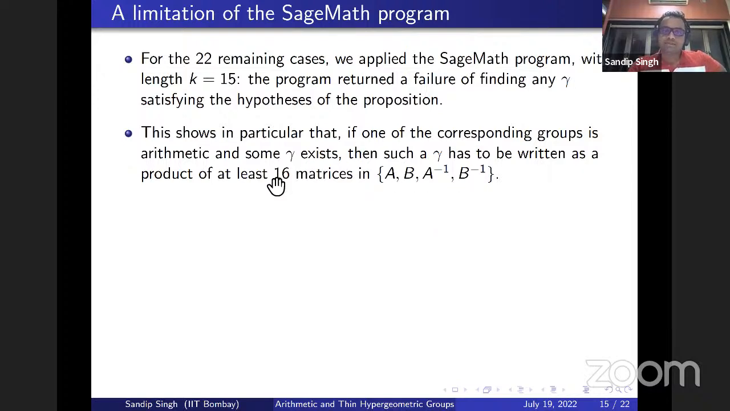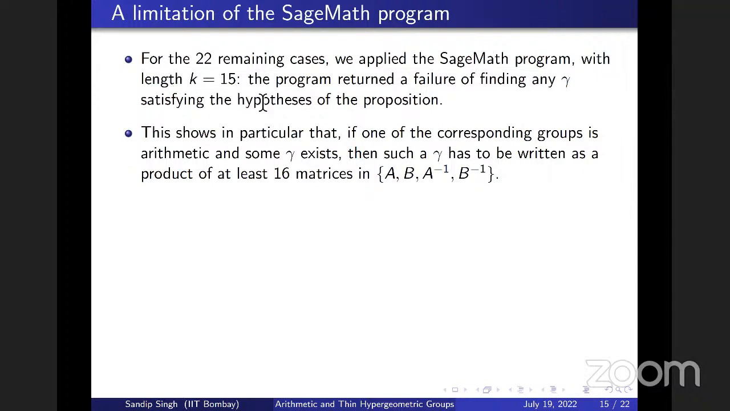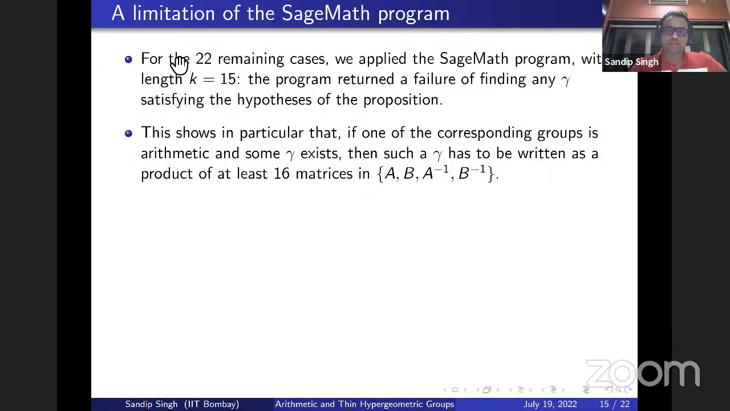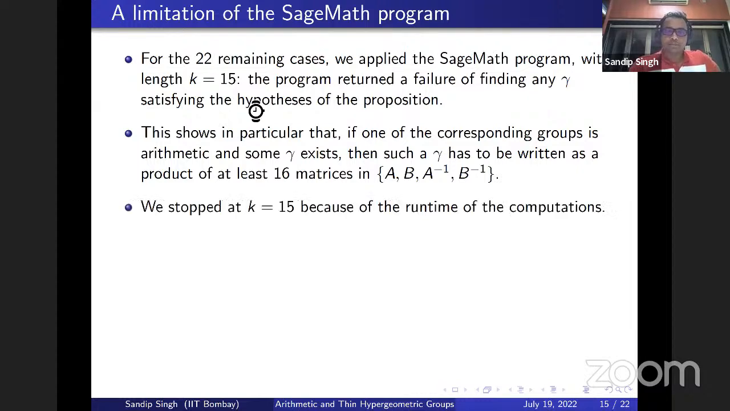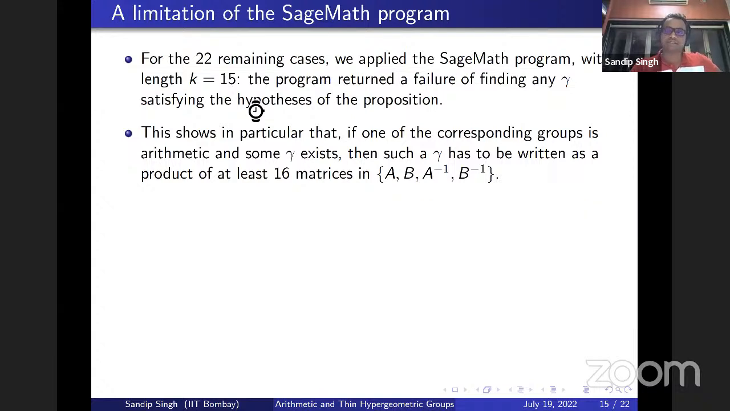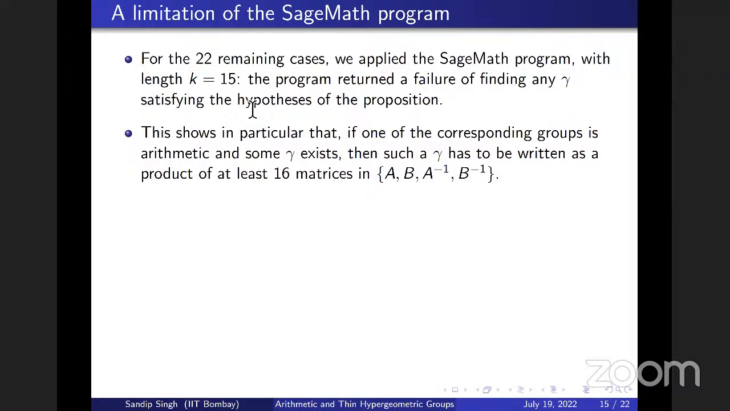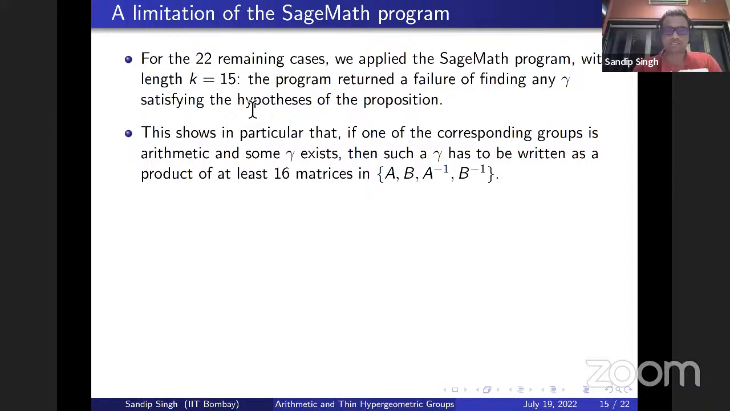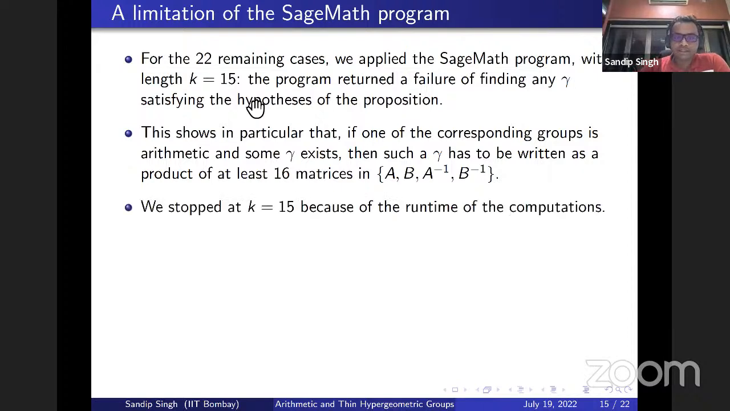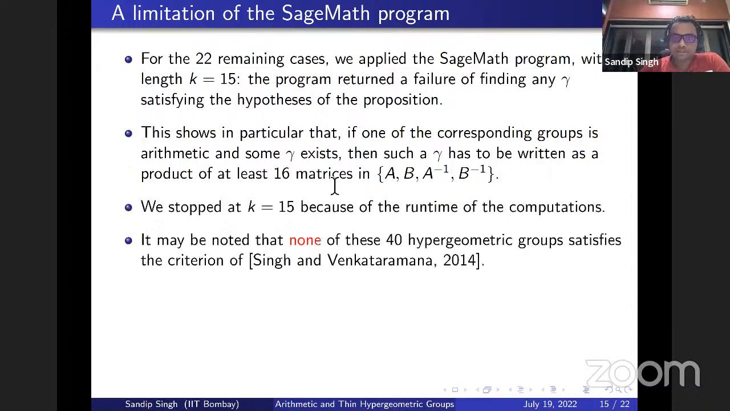And if you increase the length, the run time also increases. For maybe case 50, it was taking 3 to 4 hours, and it also depends on the CPU of your computer. So not getting such a gamma doesn't mean that the corresponding group is thin. It only means that if it is arithmetic and such a gamma exists, then the gamma has to be of length 16 at least. We stopped at k equal to 15 because of the runtime of the computation.